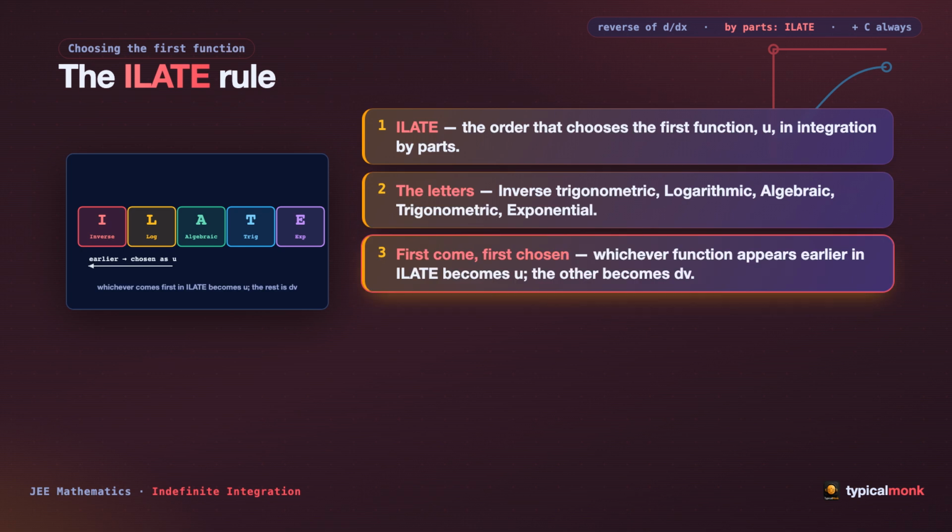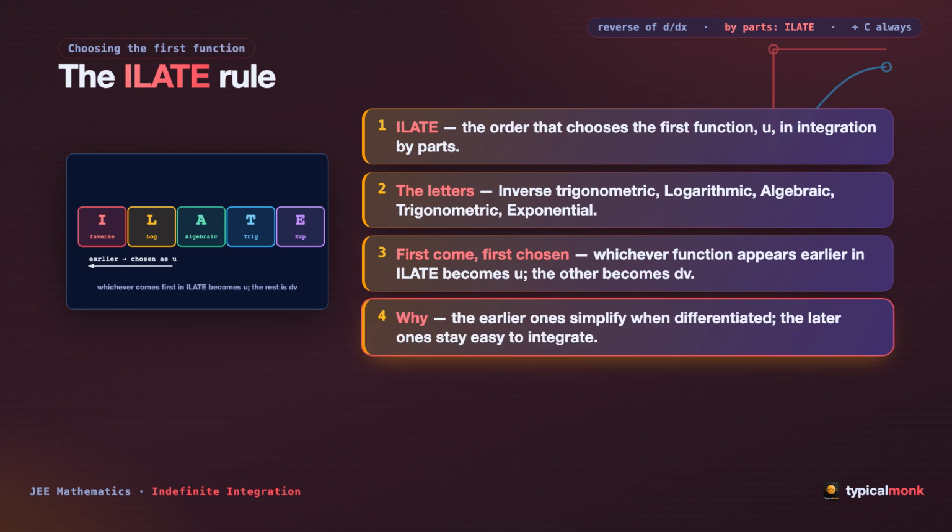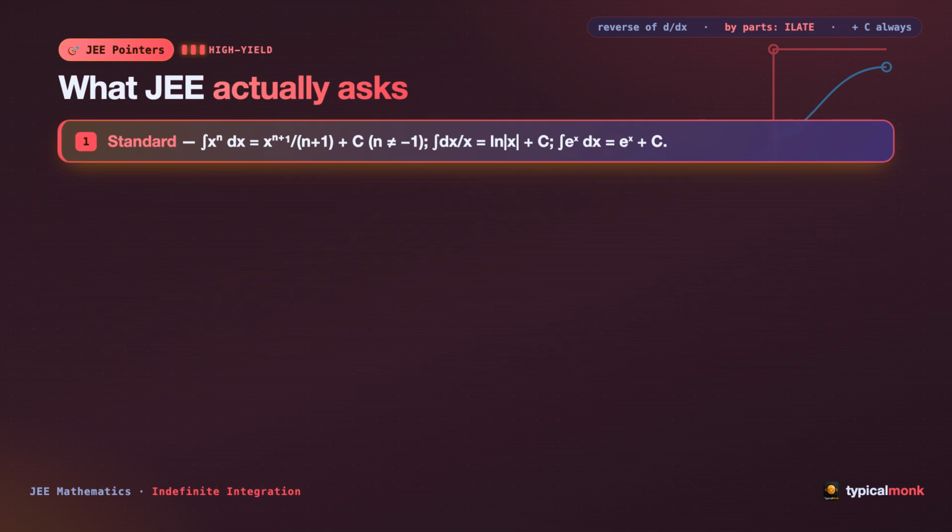Whichever function appears earlier in ILATE becomes u, and the other function becomes dv. And why this order? The earlier ones, inverse and logarithmic, simplify beautifully when differentiated, while the later ones, trigonometric and exponential, stay easy to integrate. Now what JEE actually asks.